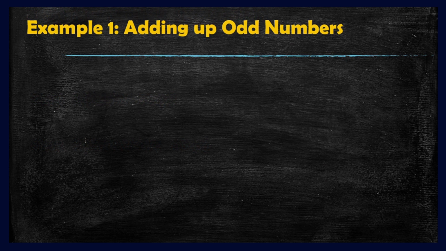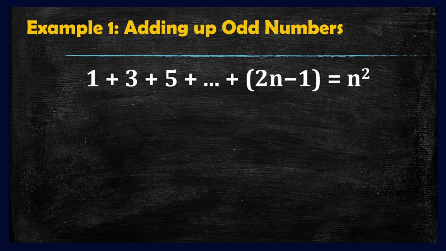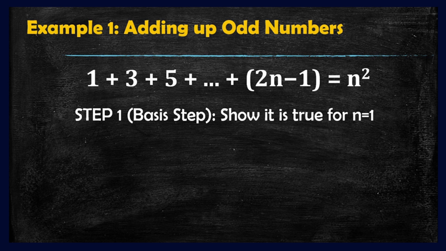So in our example 1, we call this adding up odd numbers. We need to prove that 1 plus 3 plus 5 plus up to 2n minus 1 is equal to n squared. So in performing our step number 1, we need to show that it is true for n equal to 1. In this formula, n squared, when substituted by 1, should be equal to the first entry of our given, which is 1.